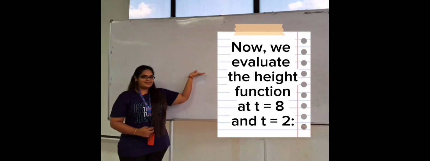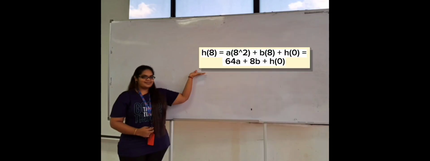Now we evaluate the height function at t equals 8 and t equals 2, which is h(8) and h(2). h(8) equals a·8² over 2 plus b·8 plus h0 equals 64a plus 8b plus h0. h(2) equals a·2² over 2 plus b·2 plus h0 equals 4a plus 2b plus h0.